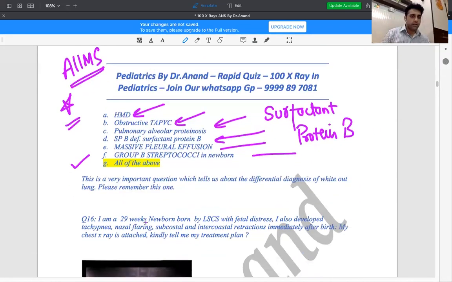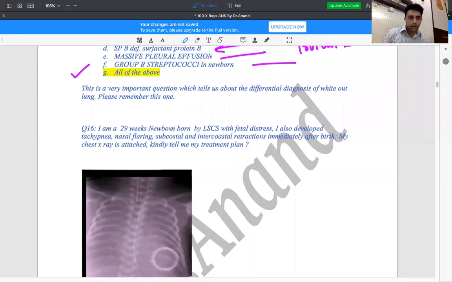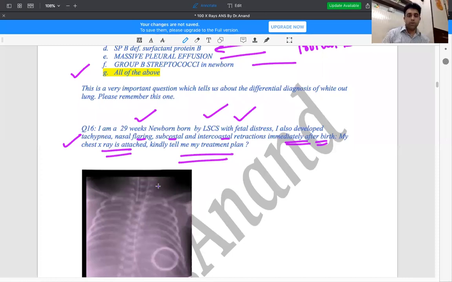Okay, next. I'm a 29-weeker baby who was born through LSCS. I developed distress. I developed tachypnea, nasal flaring, retractions, everything after birth. My chest X-ray is attached. So tell me my treatment plan. What do you want to do in this picture?